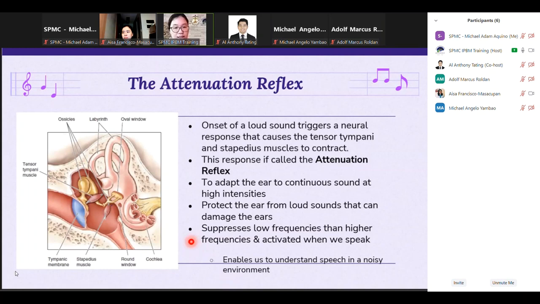When we experience high frequency sounds, the onset of a loud sound triggers a neural response that causes these muscles to contract. So ang nangyayari is that the movement of the ossicles is limited. In turn, if the movement of the ossicles is limited, limited din yung movement dito, and in turn, the sound is attenuated. This suppresses lower and higher frequencies and is activated when we speak. This enables us to understand speech in a noisy environment. This is also so that we don't hear our own voices as loudly as we otherwise would kung wala yung attenuation reflex. And this also allows us to adapt to continuous sounds at high intensities.